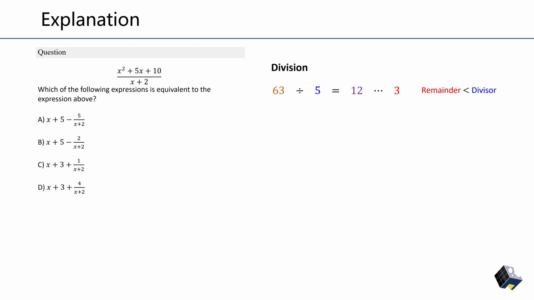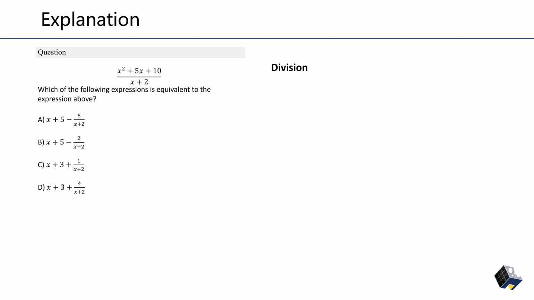Now, if we express the relationship above in this form, we will have 63 equals 5 times 12 plus 3. Dividing by 5, we get 63 over 5 equals 12 plus 3 over 5. Look at this structure. On the left side of the equal sign, we have the dividend and the divisor. And on the right side, it's split into an integer plus a fraction, where the integer is the quotient and the numerator of the fraction is the remainder. Keep this structure in mind.